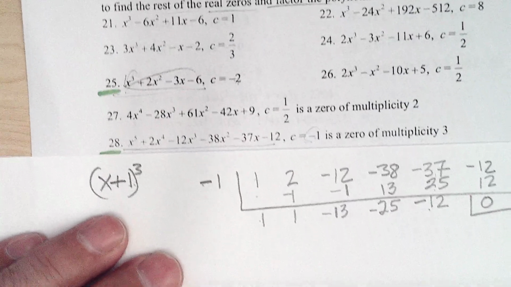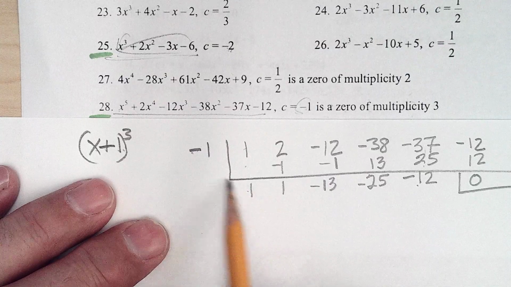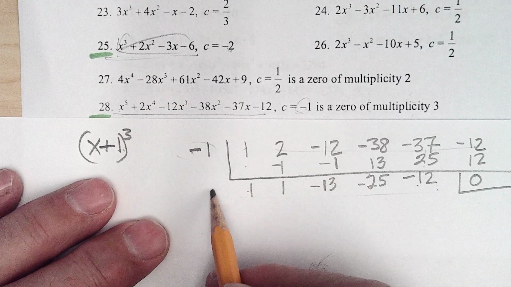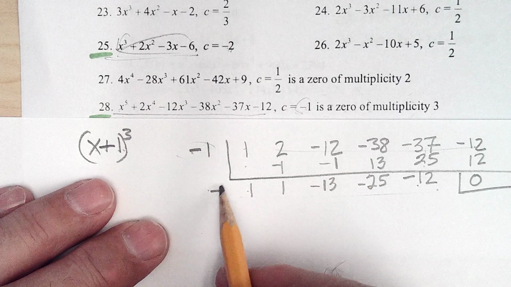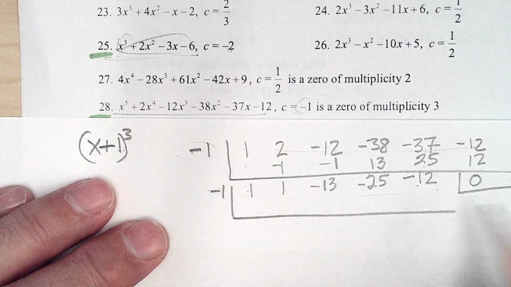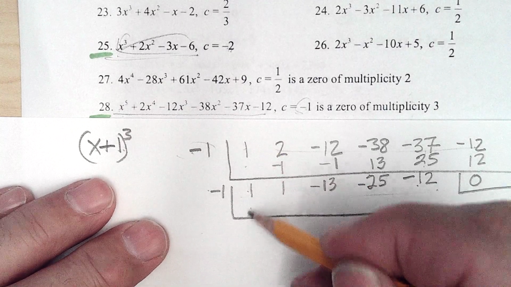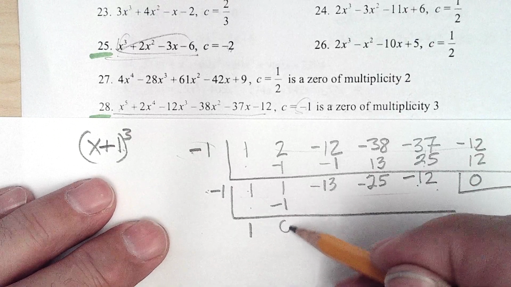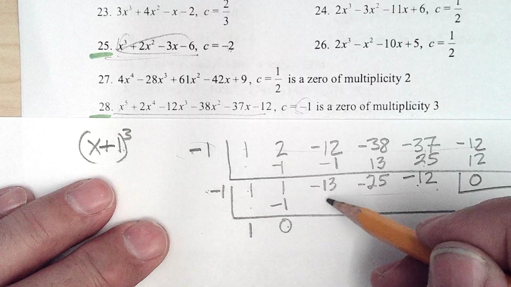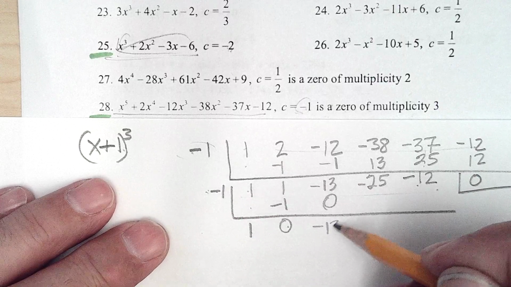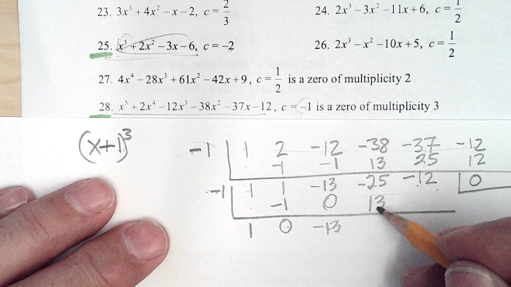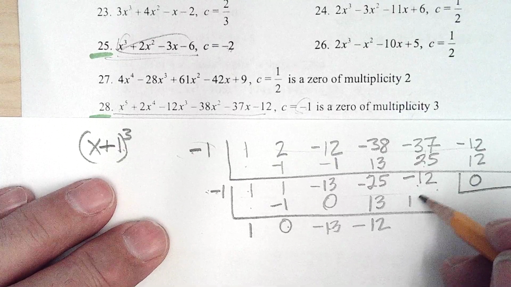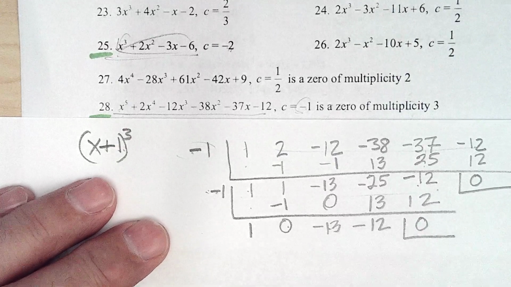It's also a 0 3 times. So x plus 1 went into this evenly, but it should go into this evenly again. So I'm going to do minus 1 into what's left. 1 plus 0 is 1, times minus 1 is minus 1, add, multiply, add, multiply, add, multiply, add, and it went even again.